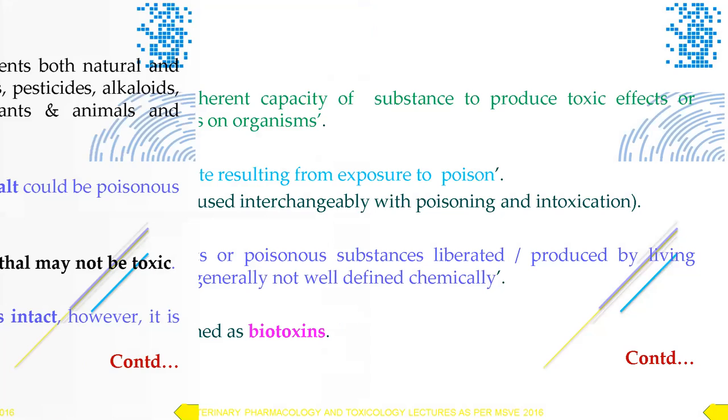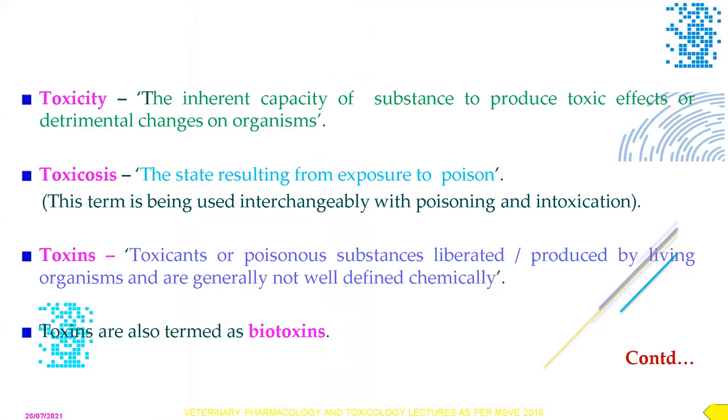So toxicity is defined in many ways. It is also called the inherent capacity of substances to produce toxic effects or detrimental changes in organisms. So sometimes it is the inborn character of a material. If it is taken by the animal, it causes health hazards. Then also toxicosis, the state resulting from exposure to poison. Here, multiple animals may be involved. This term toxicosis is used interchangeably with poisoning or toxicity also.